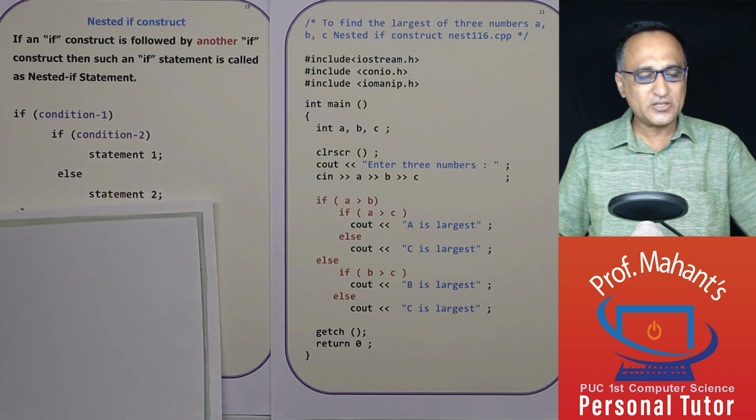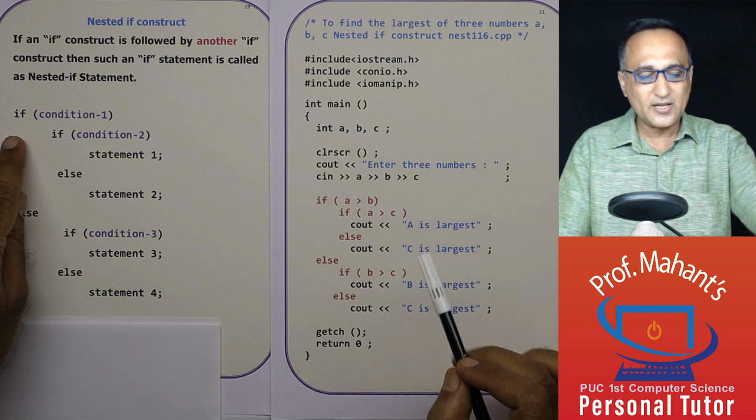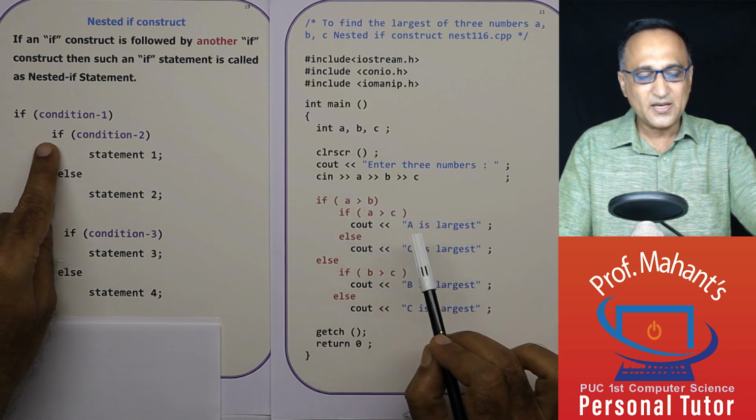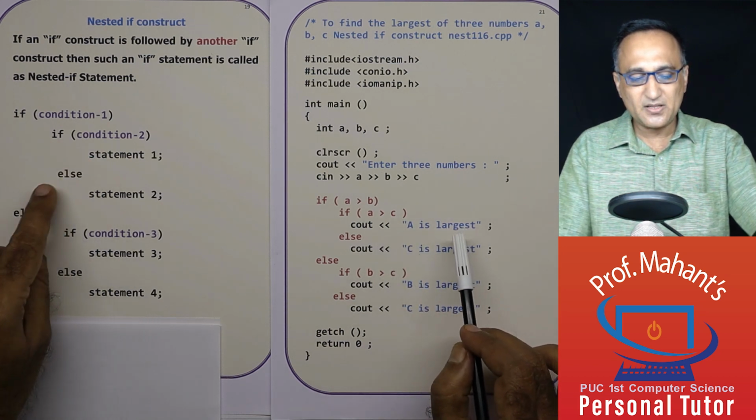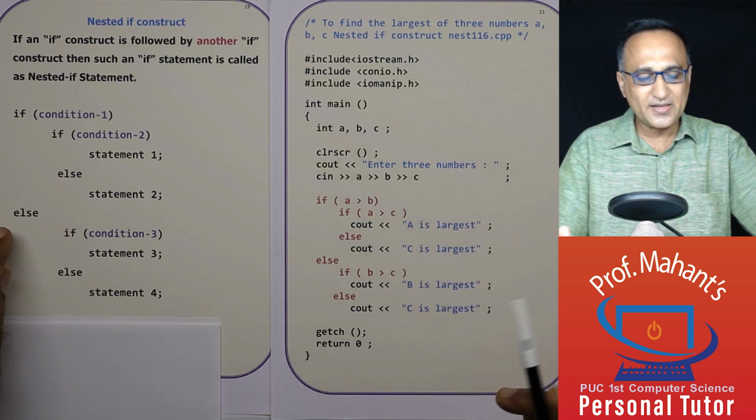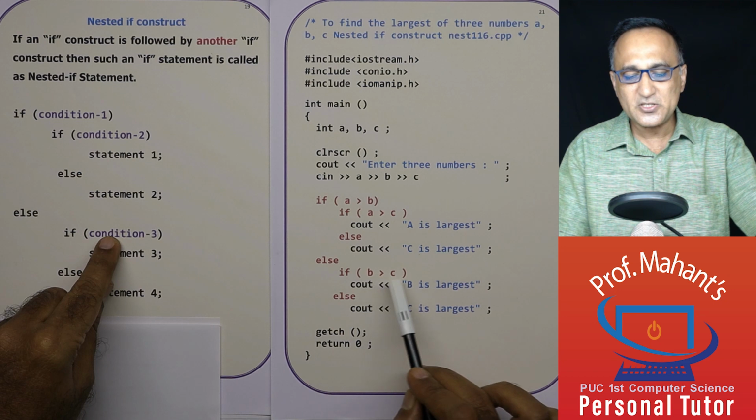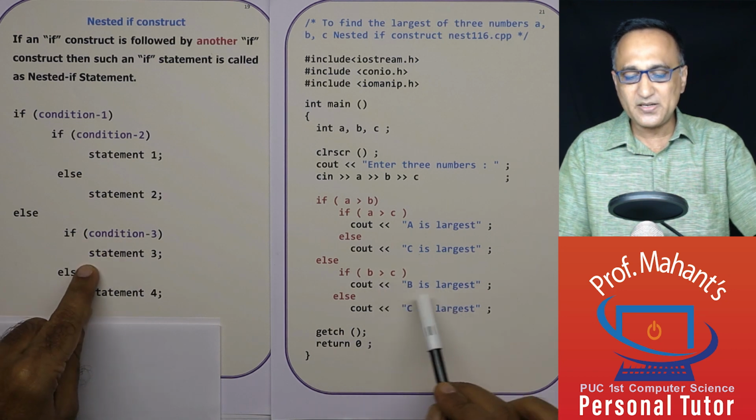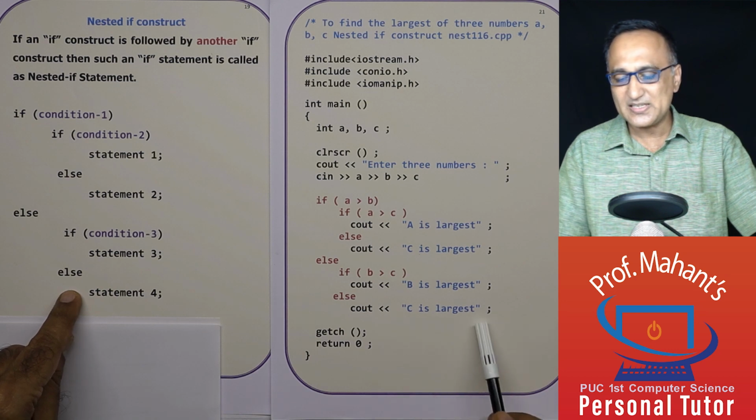Now let's get into the theoretical part. The structure of a nested if is going to look something like this. Here if condition 1 is a greater than b, if condition 2 is a greater than c, I have one statement here. In the else part, I have c is the largest. Now, if this fails, I have this else part here. If condition 3, which is b greater than c, statement 3 here is b is the largest. Else statement 4, c is the largest.